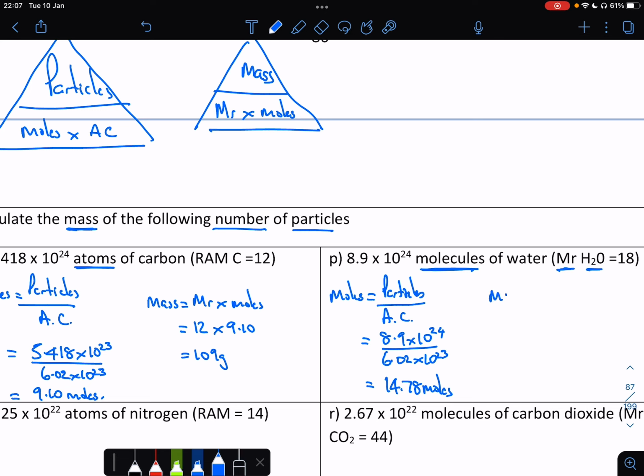We've got to take that and find the mass. So the mass is then the Mr times the moles. The Mr is 18 for water, times 14.78, and 18 times 14.78 is 266 grams as an answer.